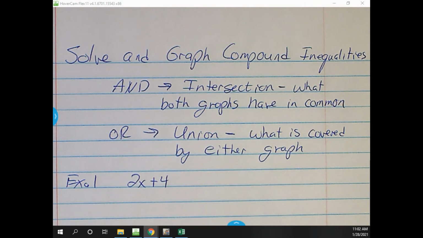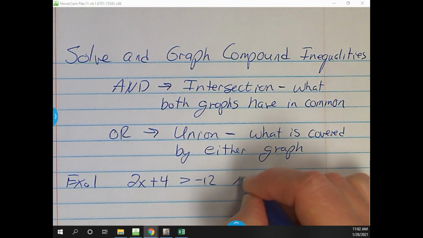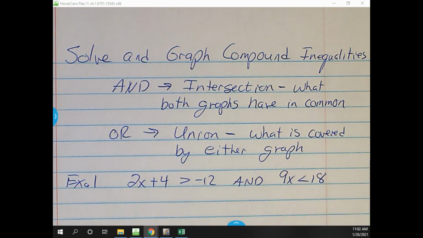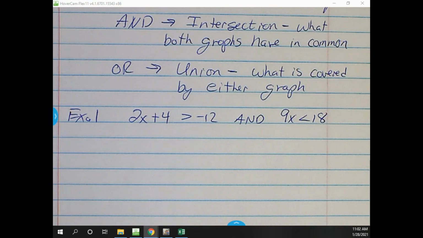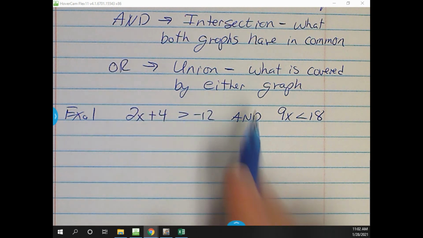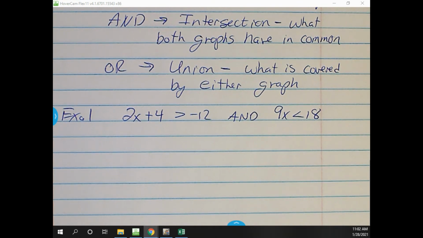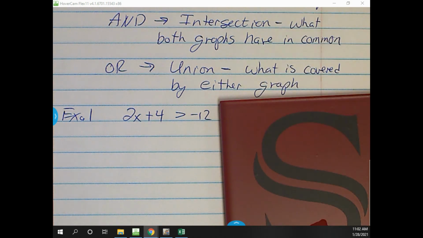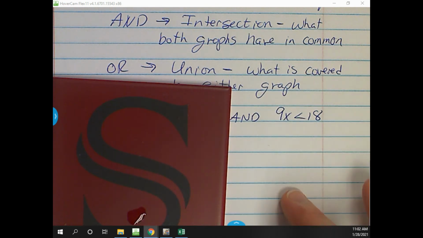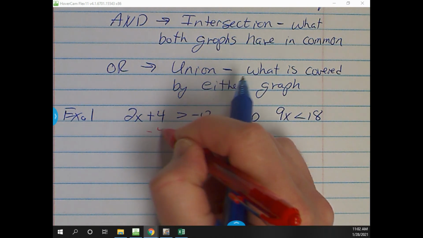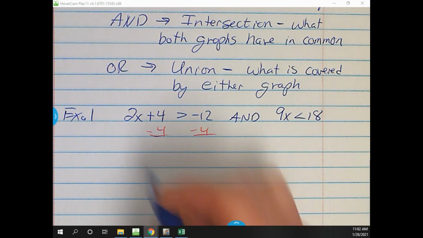So let's go with 2x plus 4 is greater than negative 12, and 9x is less than 18. So with the and part we have here, we're looking for the intersection. We're looking for what they both have in common. If they give you an and statement, we'll worry about this one inequality, solve it, then come back and worry about this inequality and solve it, and then at the end, we'll put the two answers together to see what we can get out of it. So for the one on the left, we'll subtract 4.